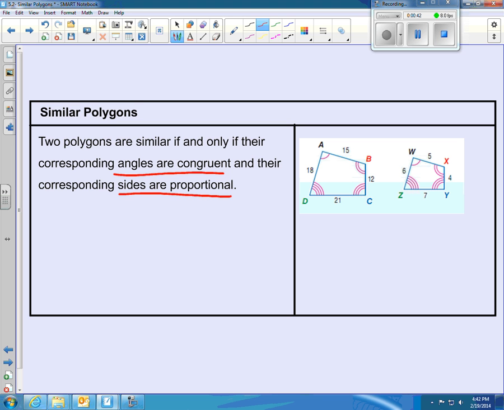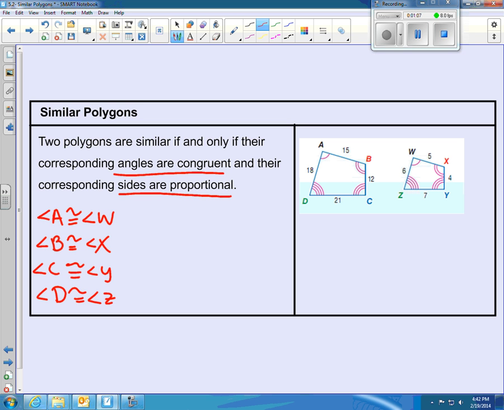So if we look here at our two figures to the right, we can see that angle A is congruent to angle W. Angle B is congruent to angle X. Angle C is congruent to angle Y, and angle D is congruent to angle Z. So all of our angles are congruent, so now let's see that our sides are proportional.